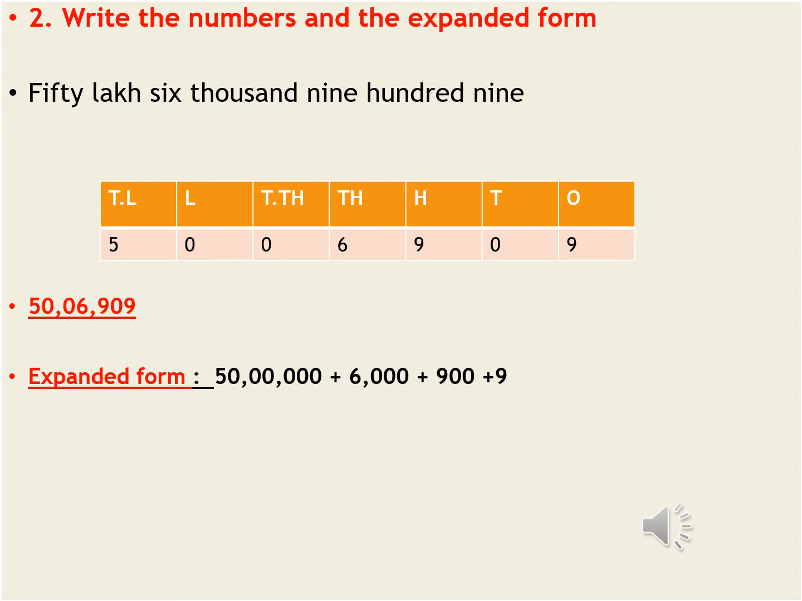5 comes under 10 lakhs position, so its expanded form is 50 lakh. Plus under thousands place 6, so 6,000. Plus under hundreds place 9, so plus 900. Next under ones place again 9, plus 9. So what is the expanded form of the number? 50 lakh plus 6,000 plus 900 plus 9.